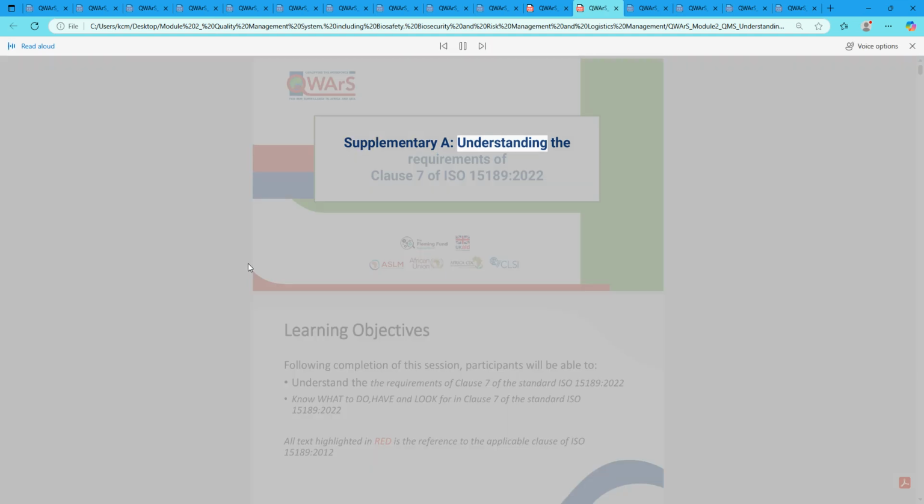Supplementary A. Understanding the requirements of Clause 7 of ISO 15189:2022. Learning objectives. Following completion of this session, participants will be able to understand the requirements of Clause 7 of the standard ISO 15189:2022, know what to do, have and look for in Clause 7 of the standard ISO 15189:2022. All text highlighted in red is the reference to the applicable clause of ISO 15189:2012.